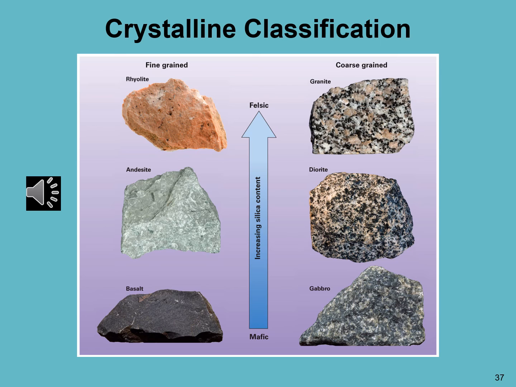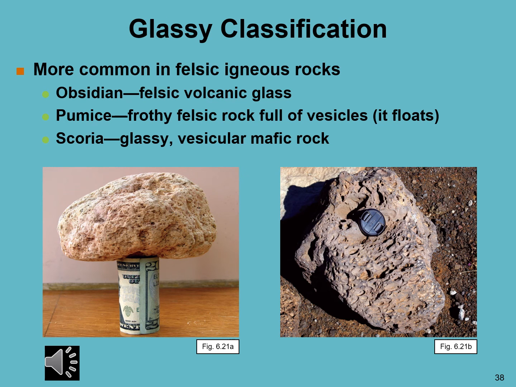The color of an igneous rock provides a rough guide to its composition. Mafic rocks tend to be black or dark gray, intermediate rocks tend to be lighter gray or greenish gray, and felsic rock tends to be tan to pink or maroon. The most common glassy textured igneous rocks are obsidian, pumice, and scoria. Obsidian is a vesicle-free felsic glass that tends to be black or brown in color and exhibits conchoidal fracturing.